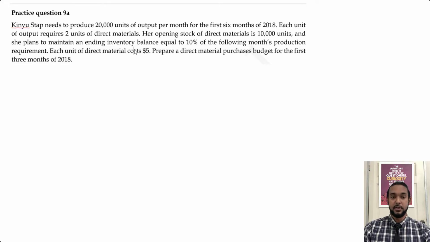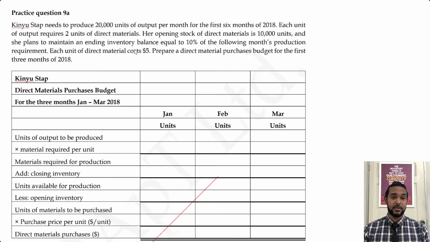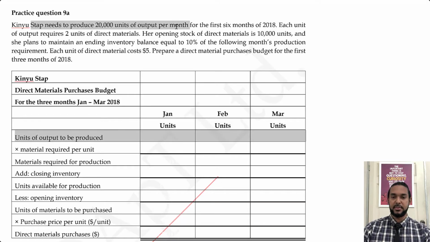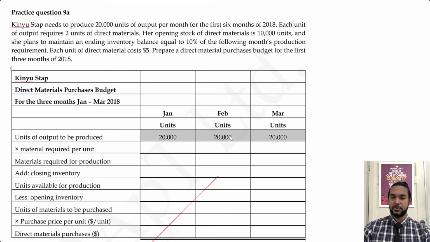Okay, so what I'm going to do is put up the format just in case you didn't get to copy it down or you feel you need it for help. So you can take a pause, take a read, try the question, and then we're going to correct it together. Okay, ready? Let's go. So the units of output to be produced was given to us up here, 20,000 units per month for the first 6 months. So we're seeing 20,000 units going straight across Jan, Feb, and March.